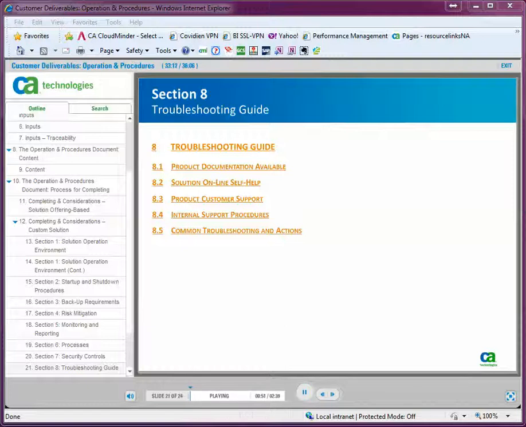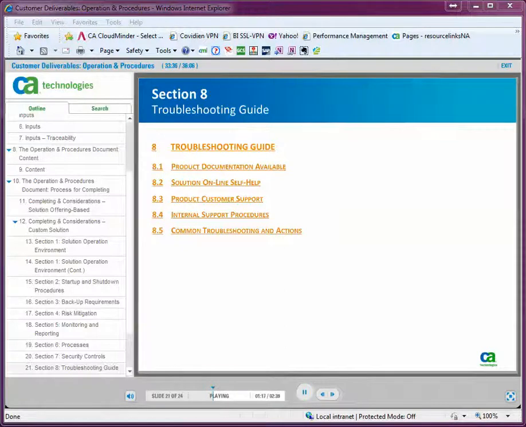And Section 8.2, Solution Online Self-Help. Some solutions come with online help already. Others require web-based access to the vendor's knowledge base systems. Define the access methods for the end users, administrators, and the operations personnel. Point out where those URLs or that information is clearly identified and captured in this section.